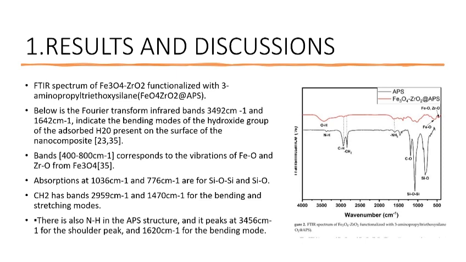The bands at 1036 and 776 wavenumber corresponded to siloxane and silicon. A stretching at 2959 wavenumber and 1470 wavenumber was due to the CO bond and the methylene CH2. There was also a peak for the bonding of NH at 3456 wavenumber.